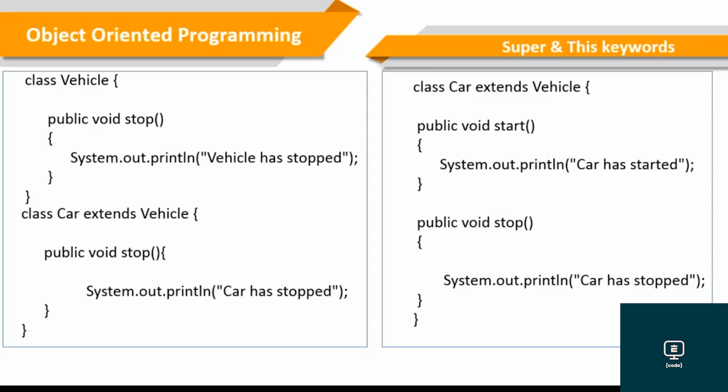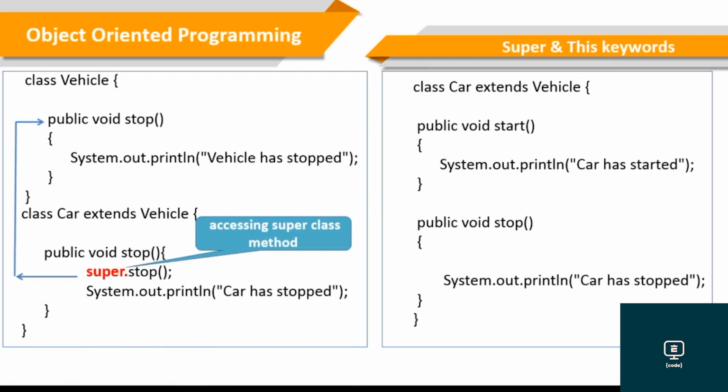Super and this keywords. Super is a keyword that's used to access the superclass members from the subclass. Super as a keyword gives us simple access to constructors, fields, and methods of the superclass. So in our example, subclass car class is using a super keyword to access stop method of the superclass vehicle, right?